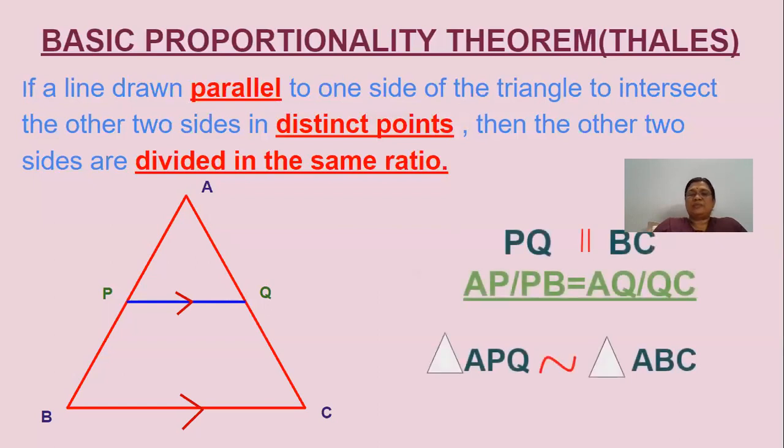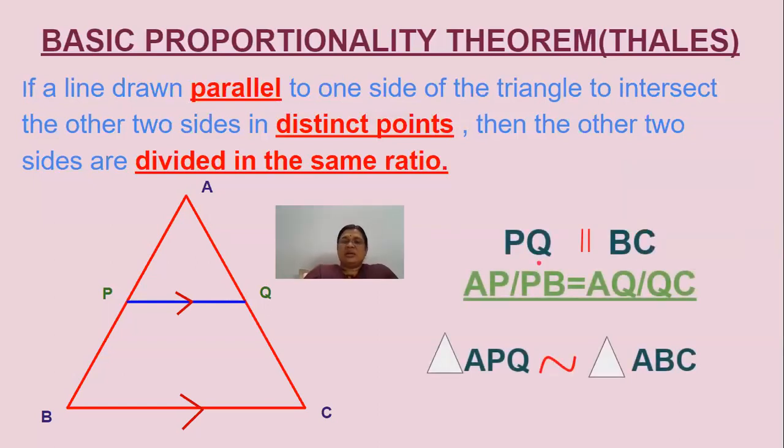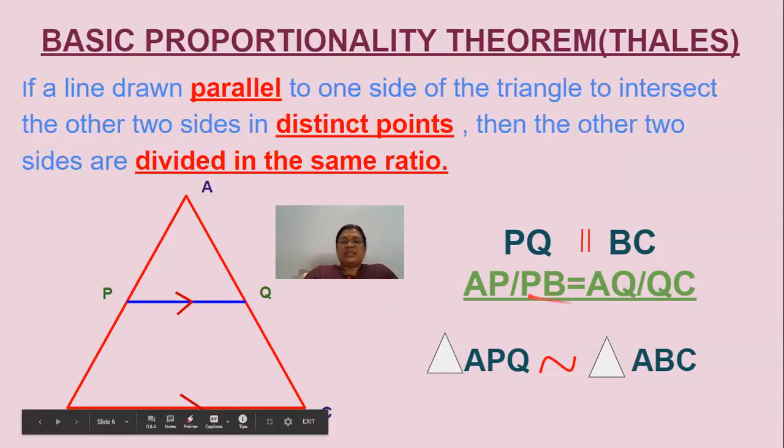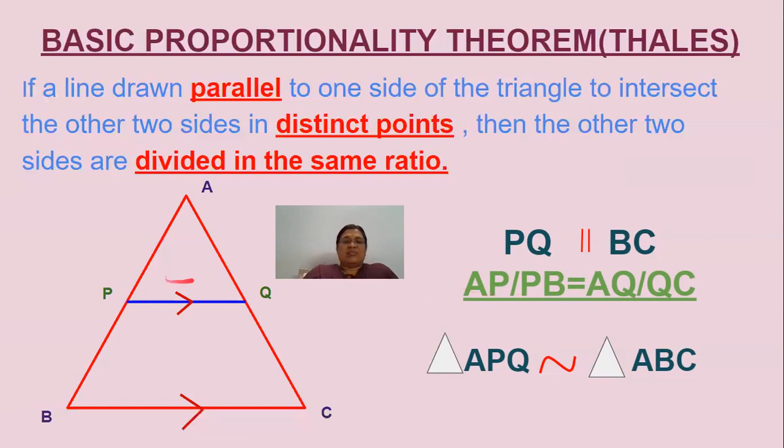See here, PQ. It is given that PQ is parallel to BC. This line, already given as parallel to BC, you can say that the other two sides are in equal ratio. When a line is parallel to one side of the triangle, that line will divide the other two sides in the equal ratio, like AP by PB is equal to AQ by QC.